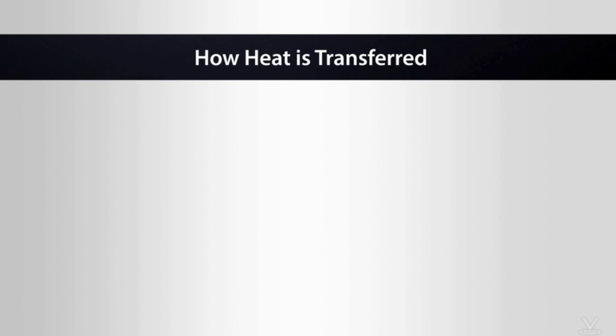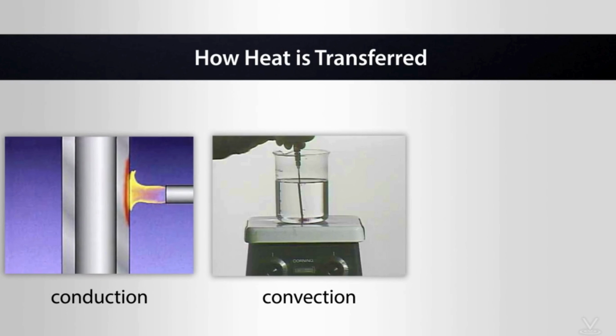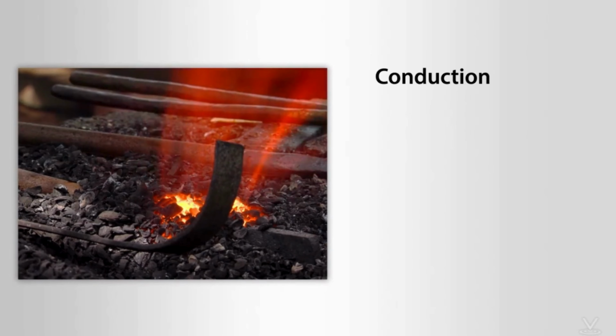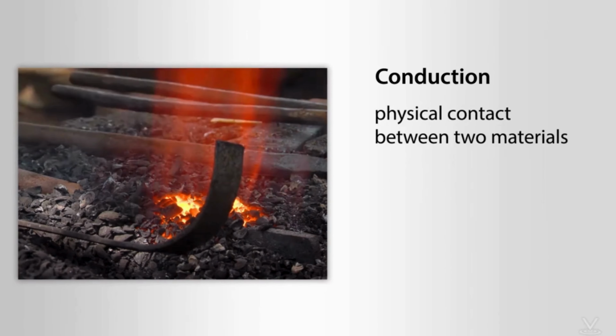How heat is transferred. Heat can be transferred between materials in three basic ways: by conduction, convection, and radiation. Conduction. With conduction, heat is transferred as a result of physical contact between two materials or from one part of an object to another part of the same object.